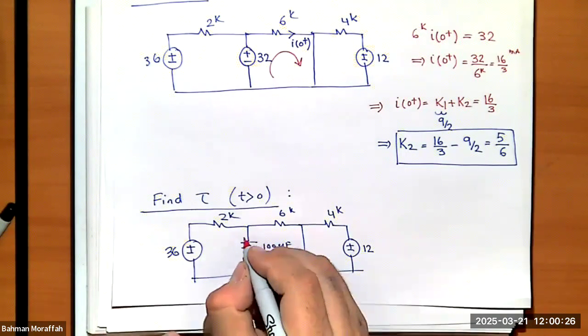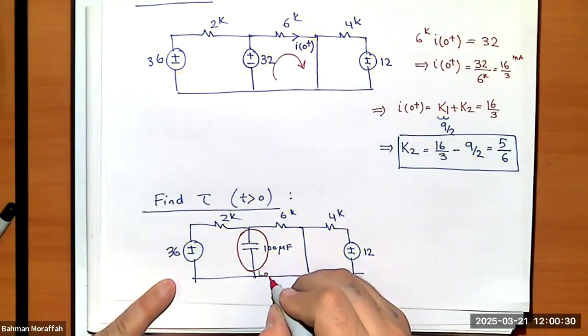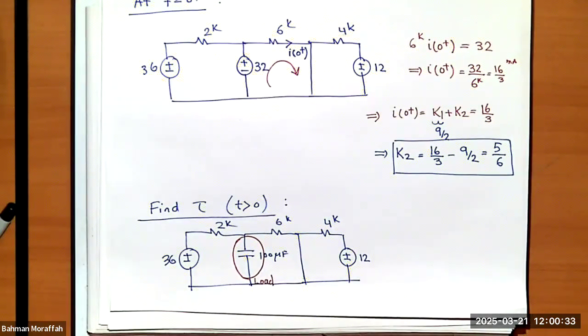So I'm going to look at my capacitor as the load, and whatever I have around it would be my black box. So I know how to find R Thevenin for that black box. How do we find R Thevenin?